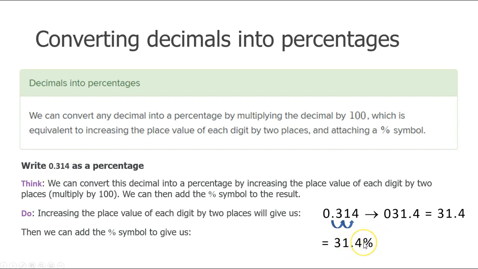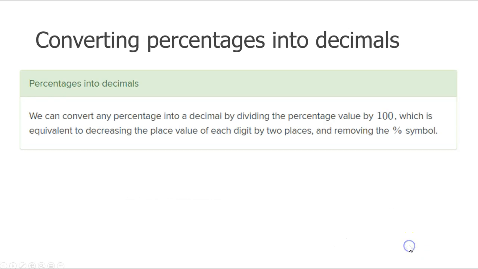That percent sign is important because it's now telling us this is 31.4 hundredths. Without the percent sign, we have not converted. If you just said 0.314 is equal to 31.4, it's absolutely incorrect. You have to include the percentage sign at the end to make it clear that this is 31.4 hundredths. Okay? Let's move on to the other option.